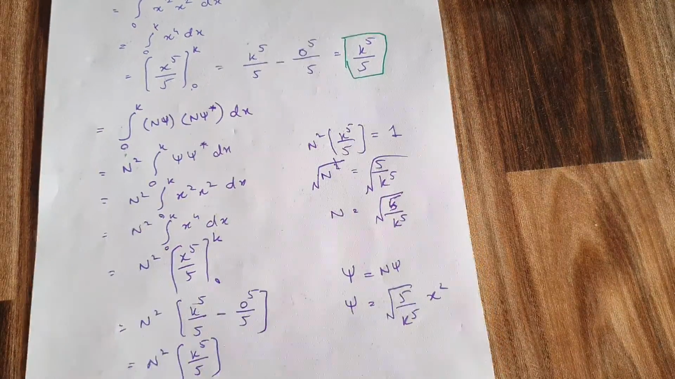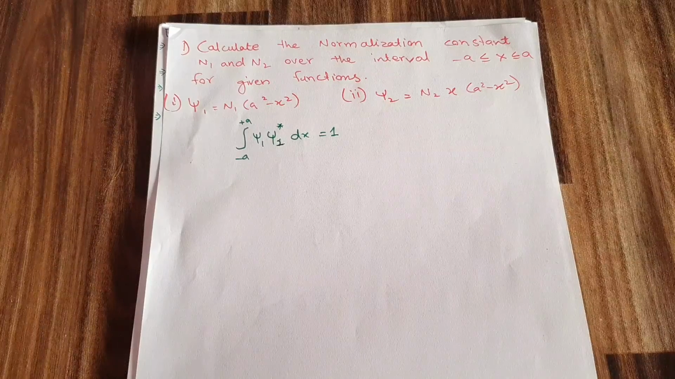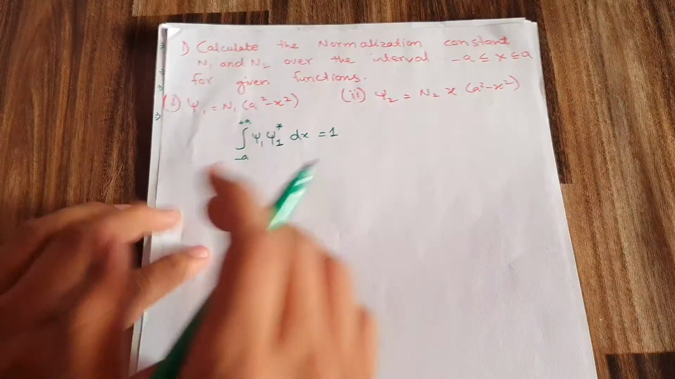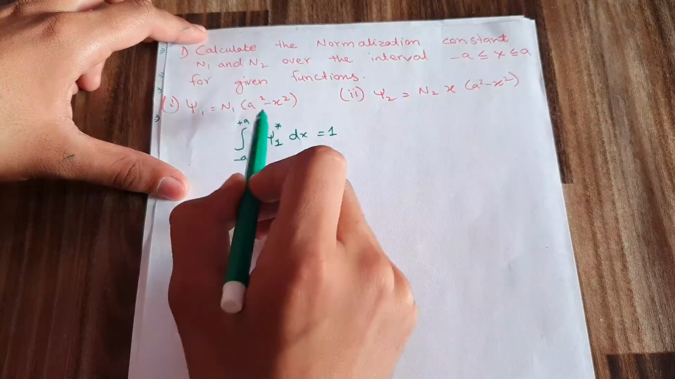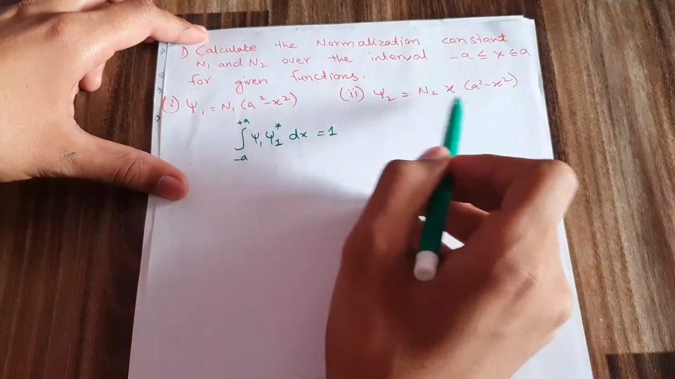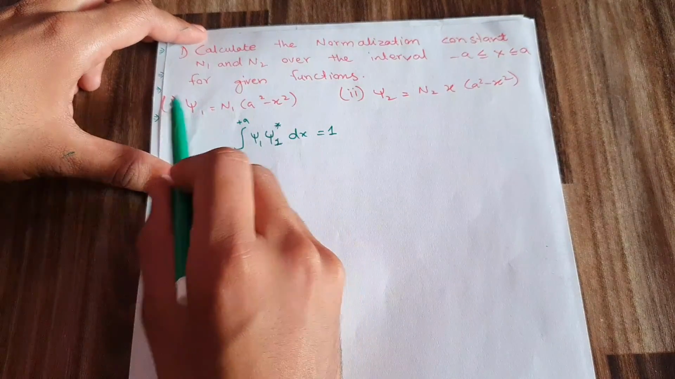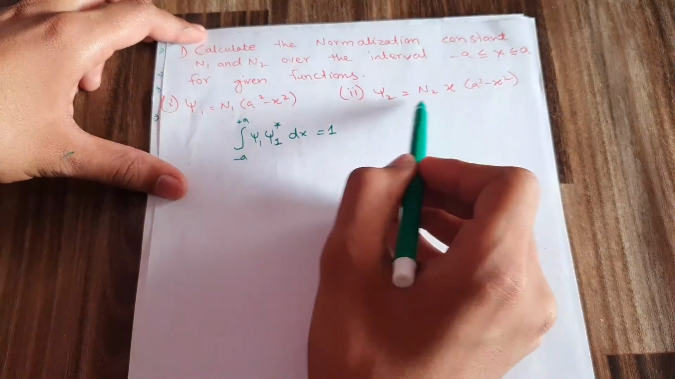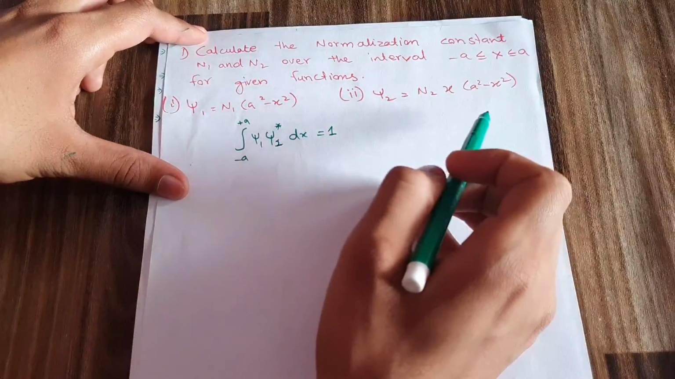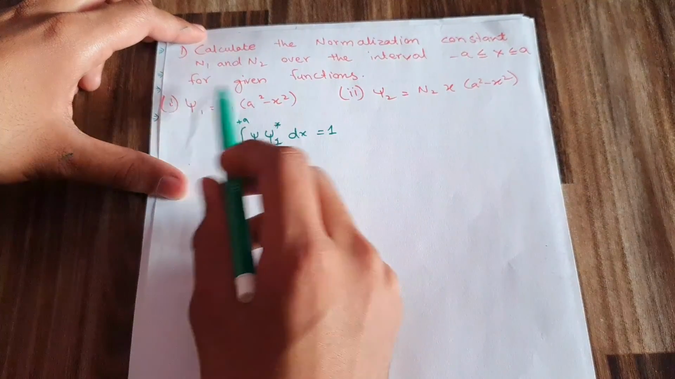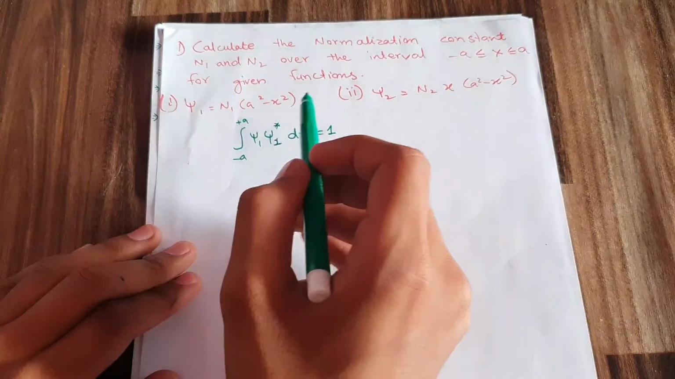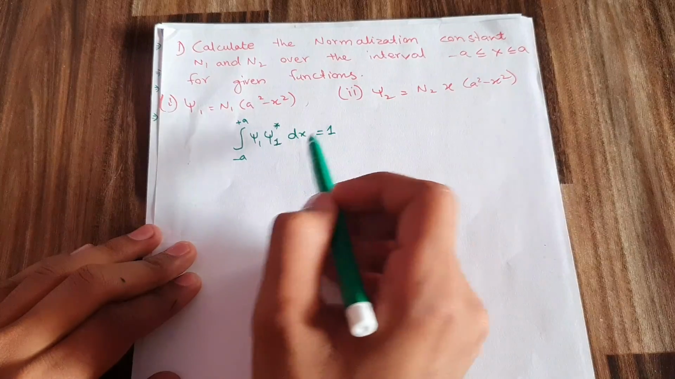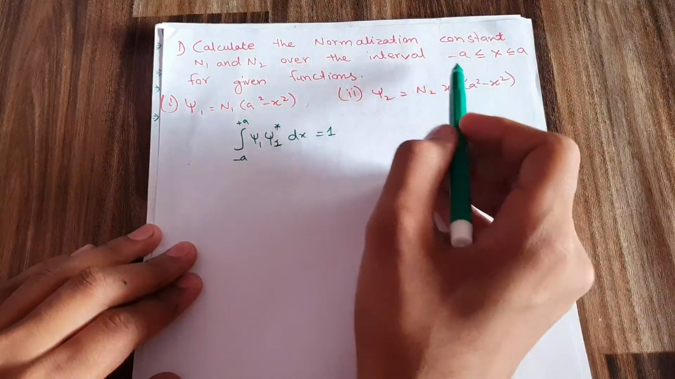Taking another example, moving on towards the next example. In this example, I have to calculate the normalization constants n1 and n2 for question number 1 and question number 2. In question number 1, I have been given the value of psi1 equal to this. In question number 2, I have been given the value of psi2 equal to this. First of all, I will use this value of psi in question number 1 to find the normalization constant n over the range of this.